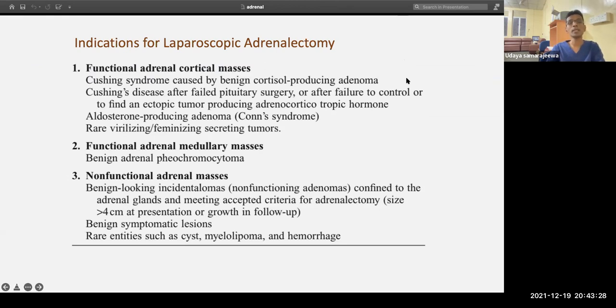So what are the indications for minimal invasive adrenalectomy? They are the functional adrenal cortical lesions, Cushing's, aldosterone producing tumors, and also the pheochromocytomas, that's adrenal medullary lesions, and then the non-functional adrenal masses. I explained to you that we need to do surgery for lesions more than 4 centimeters, even if the appearance is benign. And also the other benign lesions like myelolipomas and adrenal cysts, which may be symptomatic even though they are benign.